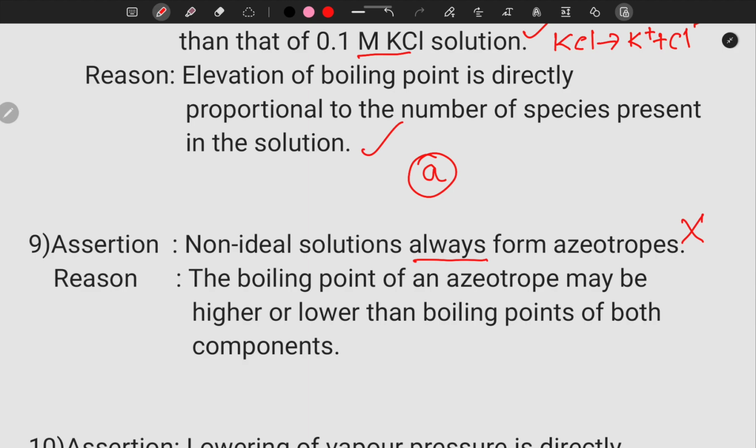The boiling point of an azeotrope may be higher or lower than the boiling point of both components. This statement is correct. So assertion is wrong and reason is correct. So our option is option D.